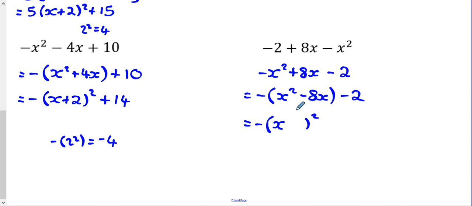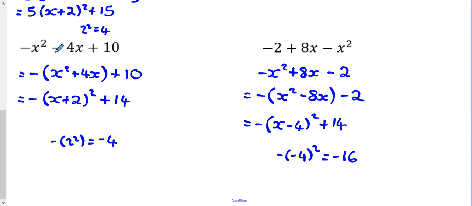So we halve this coefficient to give negative 4. Whatever comes out of this bracket is going to get multiplied by this negative. It's going to be negative 4 squared, which will give me a negative 16. I want to move from negative 16 back up to negative 2. So we'd have to add 14 onto that one. And that's in complete the square form.